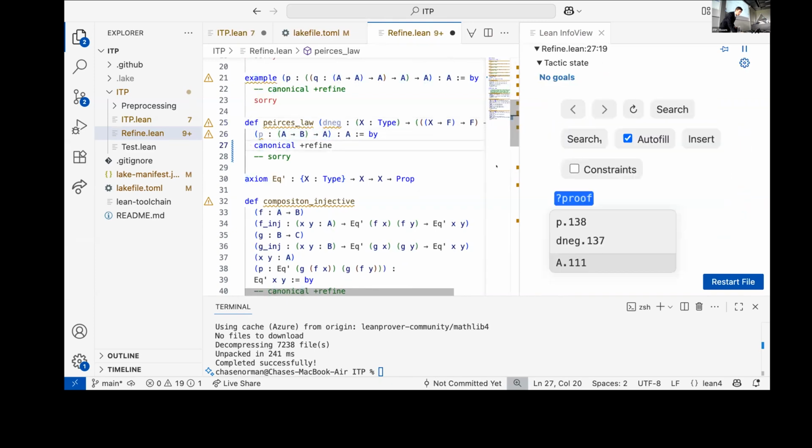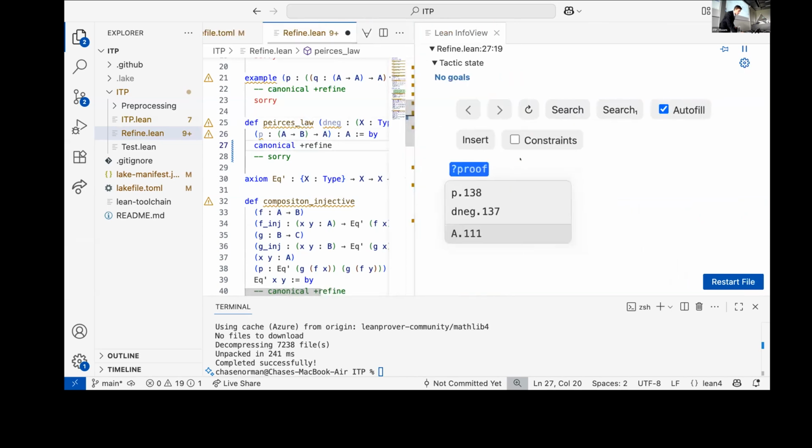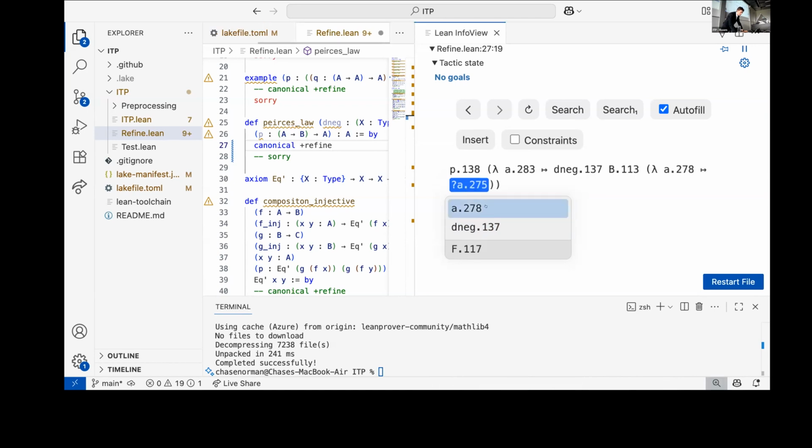If you don't know, Peirce's law is a statement that holds classically but does not hold intuitionistically. And so to prove this, we can either use double negation elimination, or we can just try to use P directly.